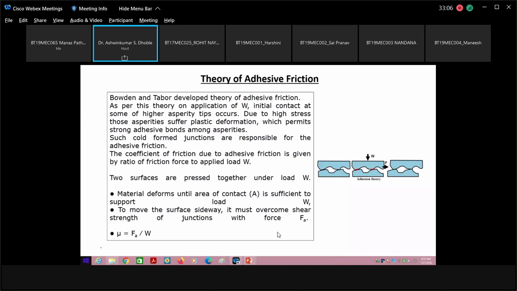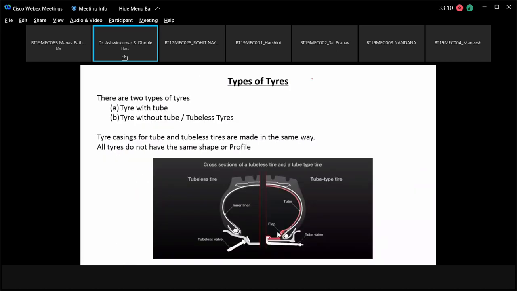Okay. Now moving further, from the tire's point of view, there are two types of tires. One is tire with tube, the other one is tire without tube or tubeless tire. Tire casing for tube and tubeless tire are made in the same way. All tires do not have the same shape or profile.